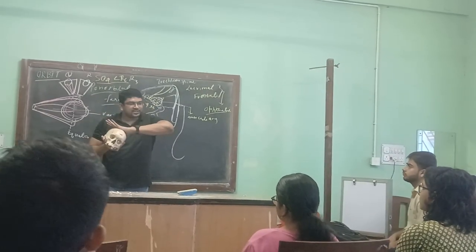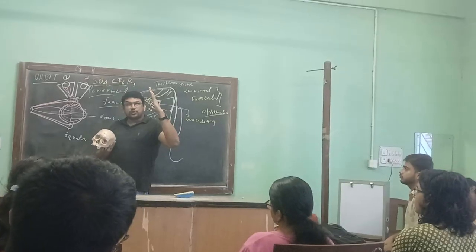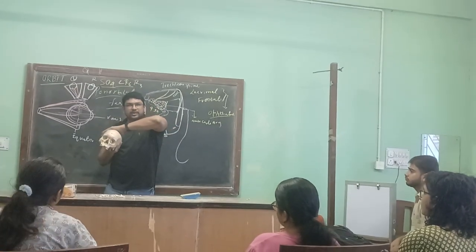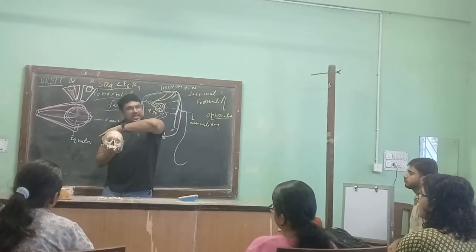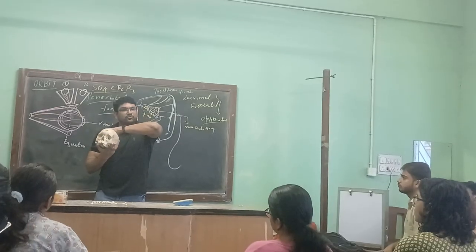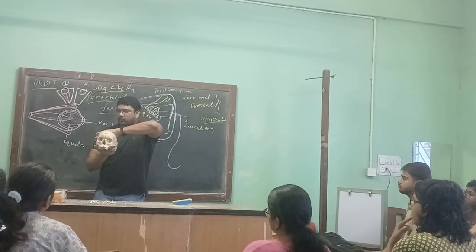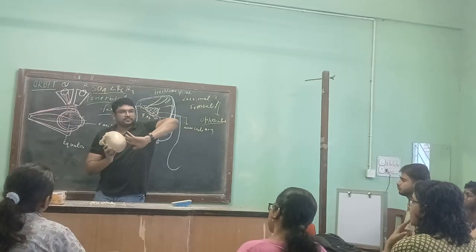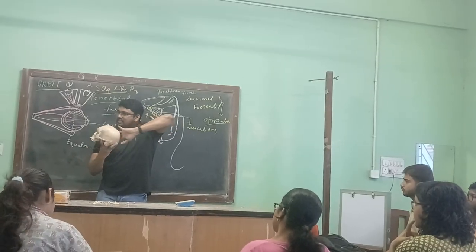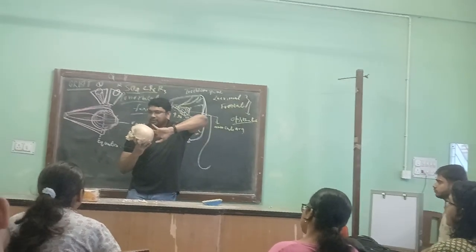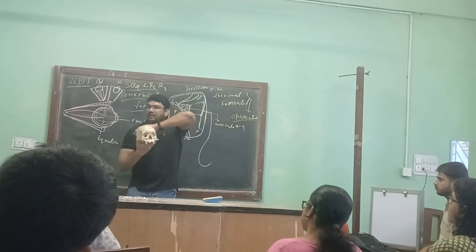What can be the other action? See here, the muscle is attached towards the posterior aspect of the equator. Whenever it is pulling the eyeball in the horizontal direction, in which direction will it move? It will move laterally. So this action is nothing but abduction.